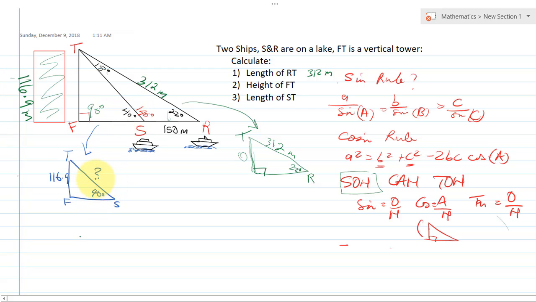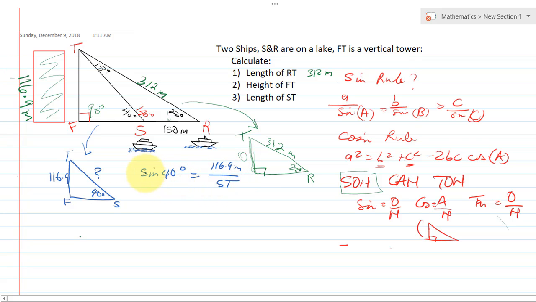What can we use? It's asking us to find the hypotenuse. So should we go back to our SOHCAHTOA? Because we already know the opposite, we already know the angle, and we need to just find one more side. Yes, we should go back to SOHCAHTOA. So we would have sine 40 degrees is equal to the opposite, which is 116.9 meters, divided by ST.